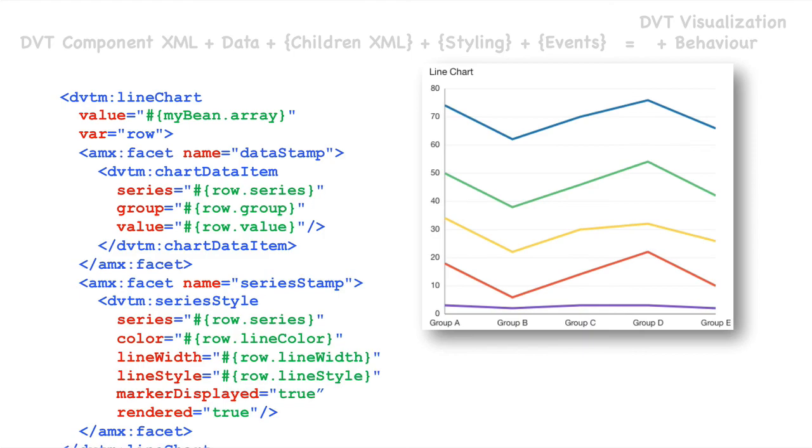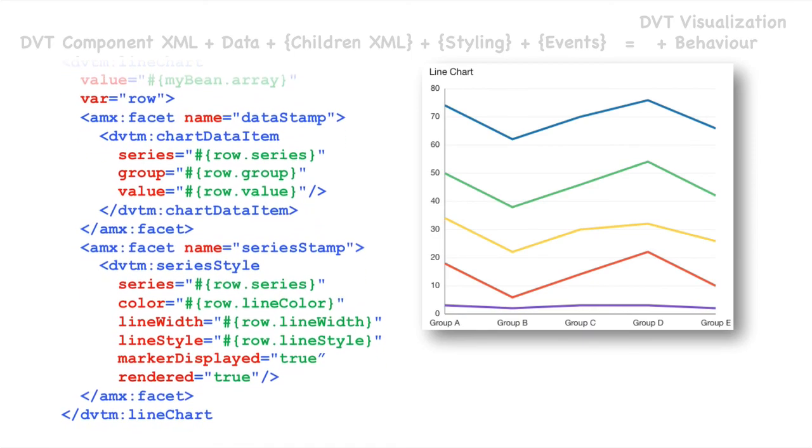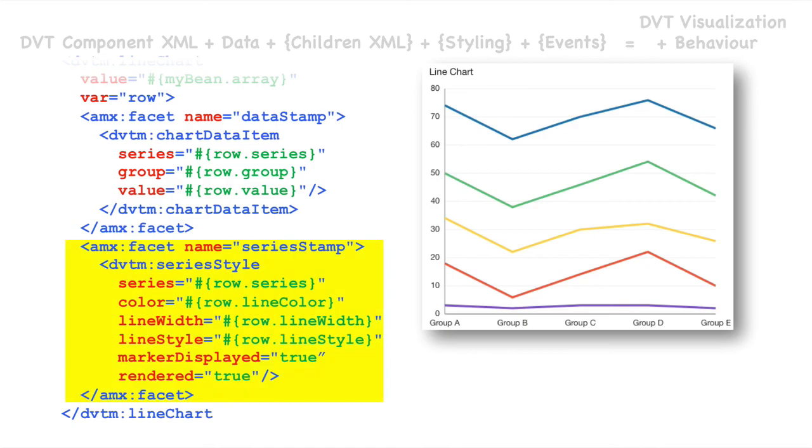This is where we introduce another facet of the line chart, series stamp. As you can see from the series style child embedded in the series stamp facet, you can now influence the styling of the series, such as the color, line width, line style, are markers displayed for each data item, and is the line rendered. Also, as you can see, these values can just be additional elements derived from the array.